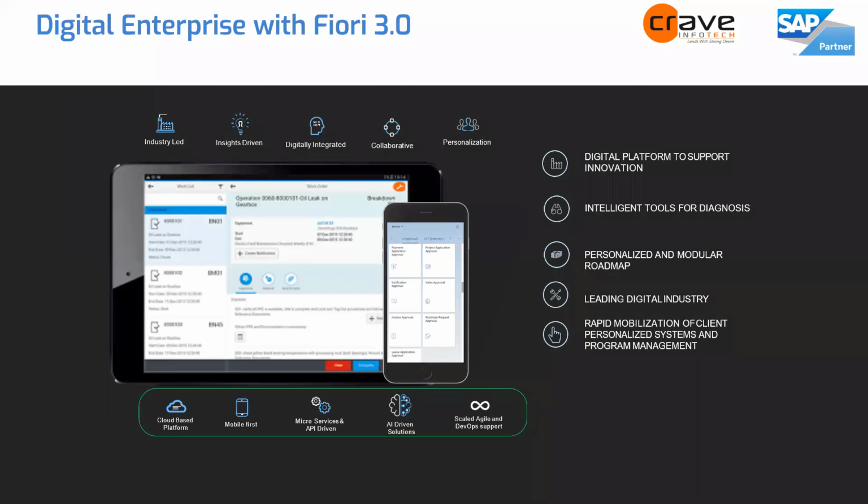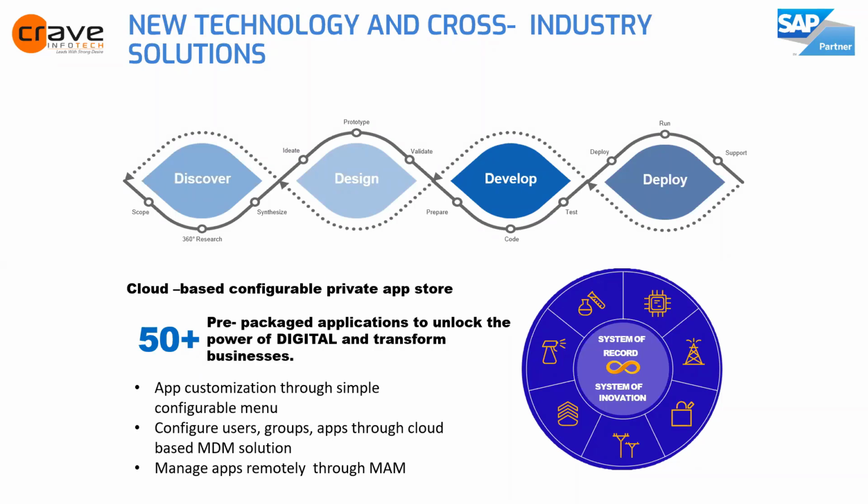So with Fiori, obviously the user interface had changed, and this illustrates some of the capabilities around the digital transformation. So cloud-based platform, mobile first, microservices and API driven, AI-driven solutions, and obviously scaled, agile, and development of support. So these are different characteristics and the services available onto the SAP Cloud Platform, which we can leverage.